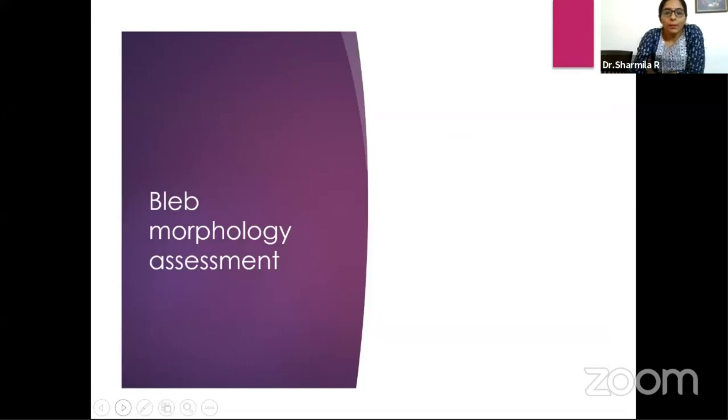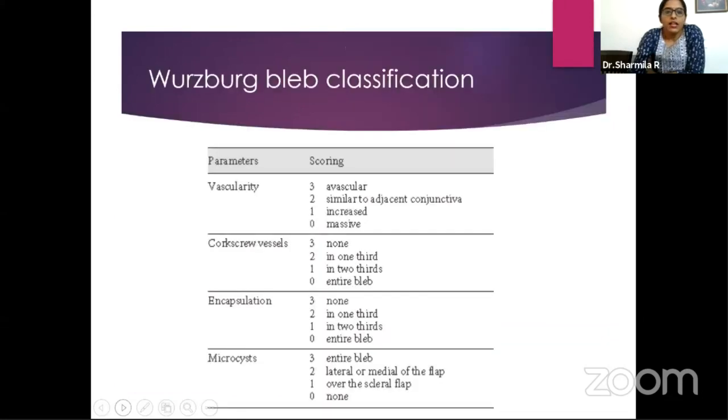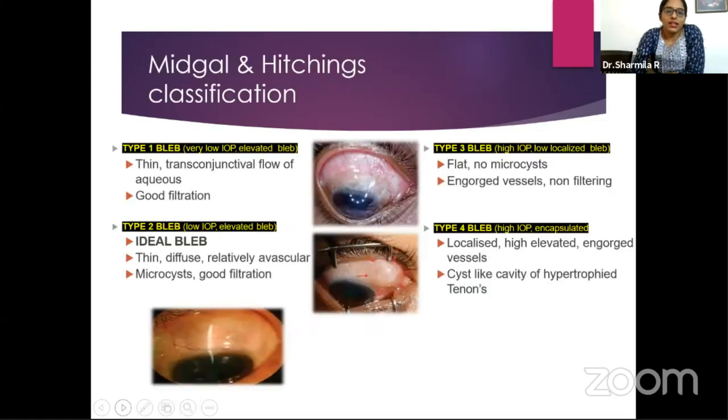So going on to the bleb morphology assessment, we have a lot of scales like the Wurzburg scale, which is based on the vascularity of the vessels, the corkscrew vessels, presence of encapsulation in the bleb, presence of microcysts. And then there is the Moorfields Bleb classification, which has 4 different types of blebs depending upon the intraocular pressure and the appearance of the bleb.